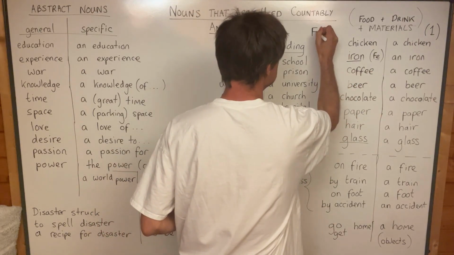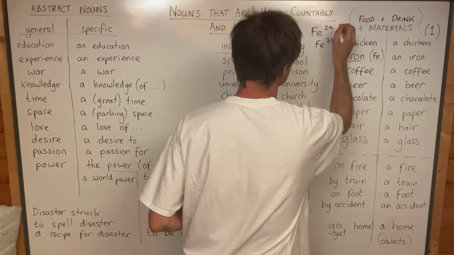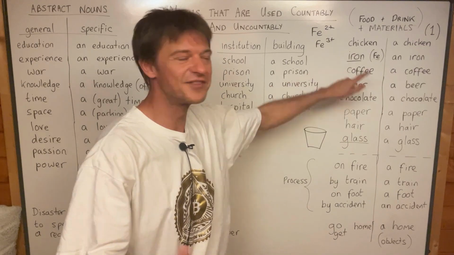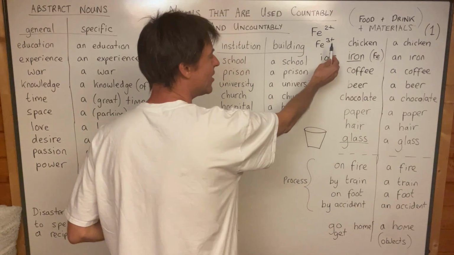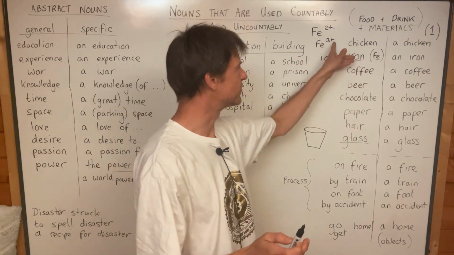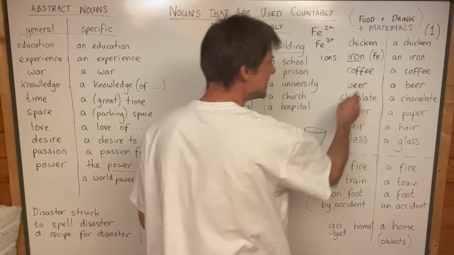It's very often Fe2+ or Fe3+. If you're into chemistry, I've always liked chemistry, you'll know that the iron ions, we actually use the word ions for a charged atom, the iron ions are 2+ and 3+ usually. Okay, so iron is Fe.